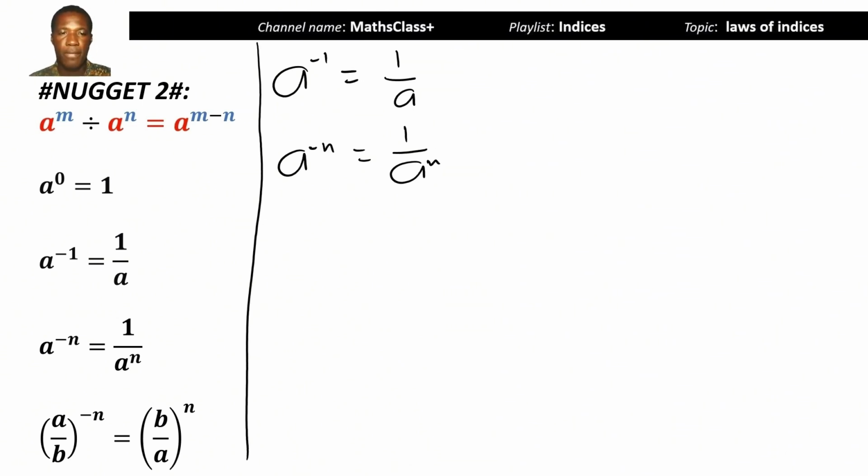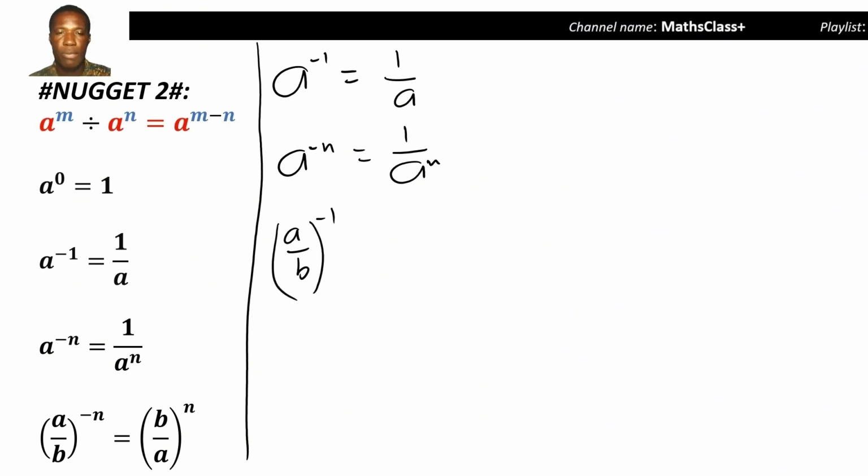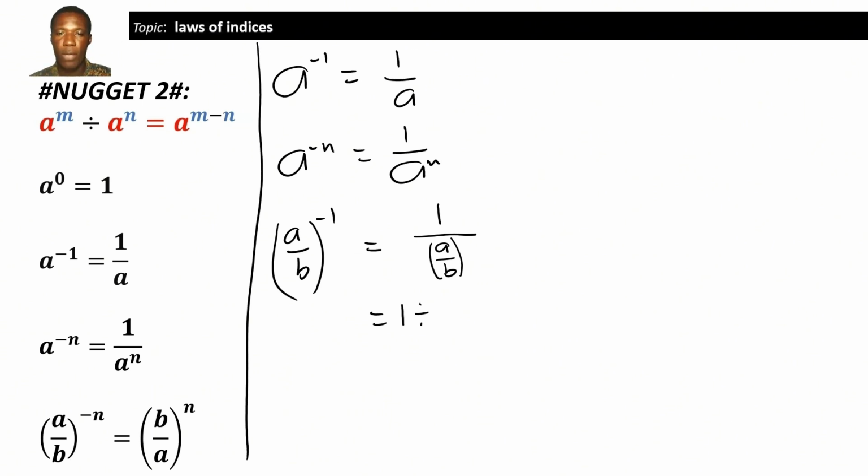Now, if I have my base to be a fraction, a over b, to the power negative 1, what will the result be? It is going to be 1 divided by a over b. I hope you agree. Let me put it in brackets like this. I want to rewrite this as 1 divided by a over b. I hope this is allowed.